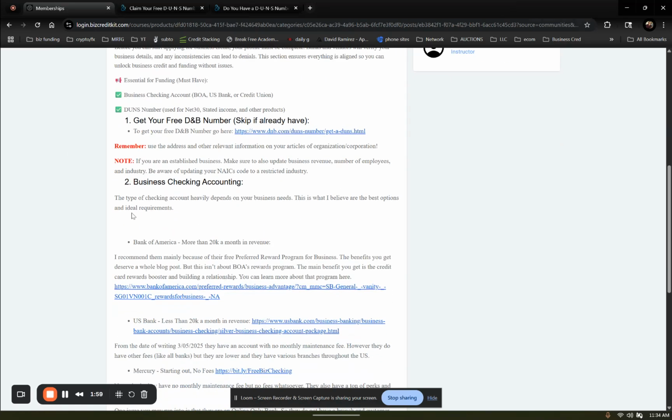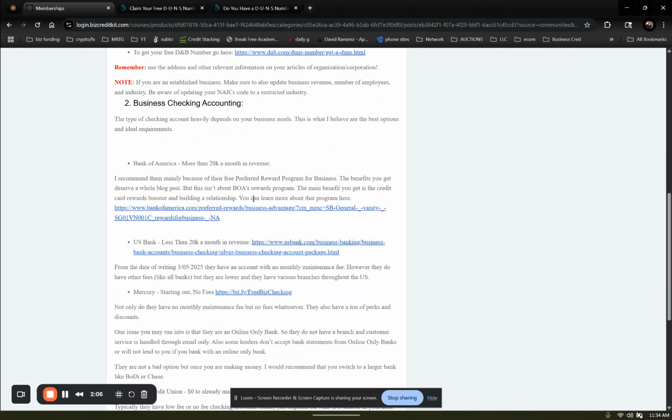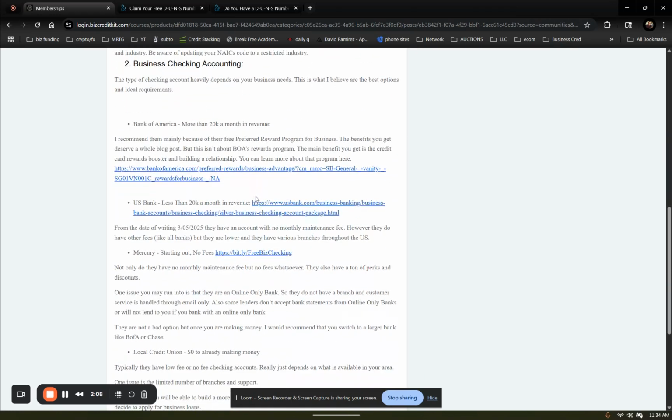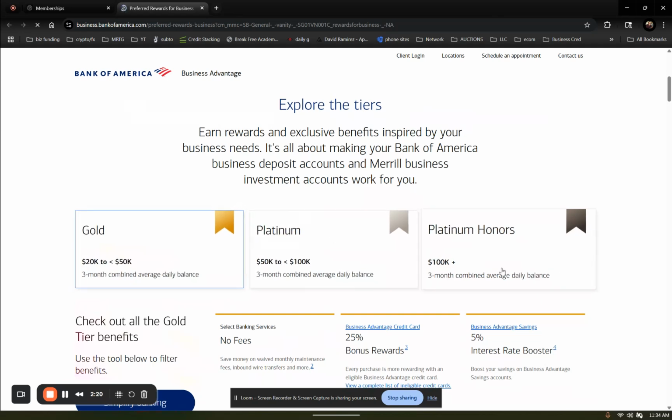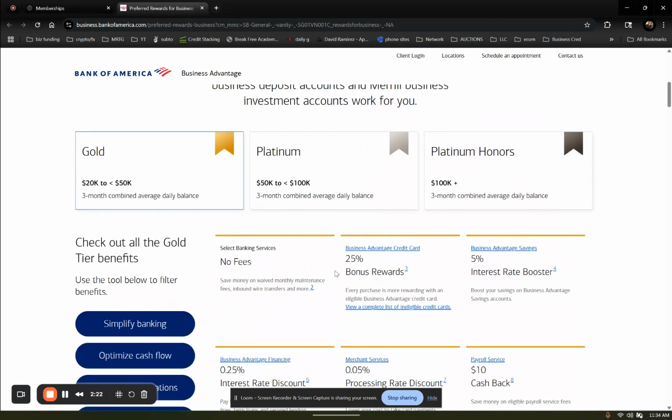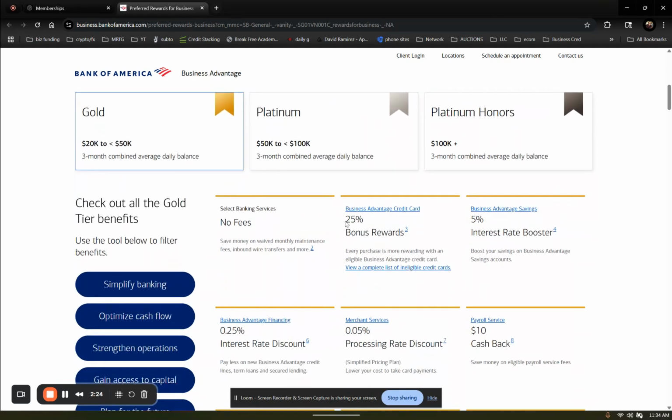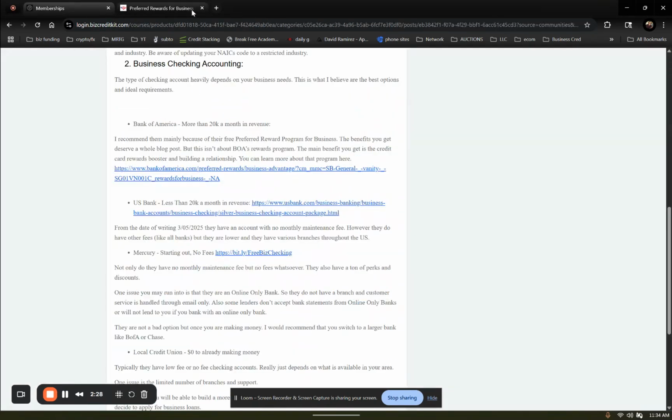The business checking. There's all types of checking accounts. It all depends on your business needs. But these are the main three that I personally like or may have used in the past. So Bank of America, especially if you're making more than 20,000 a month in revenue, because they have the Preferred Rewards program for business. You can go to their website and learn more about it, or talk to one of their bankers. Basically, they give you bonus rewards on your credit cards, interest rate booster, etc.